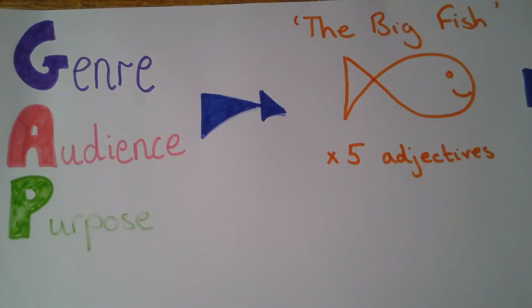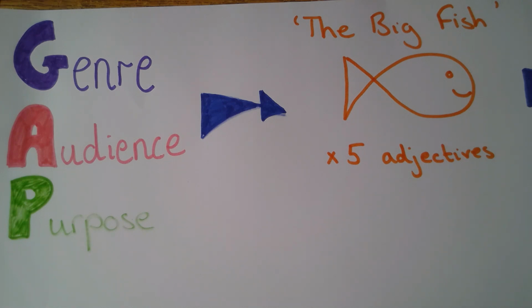So the first thing that you need to do in the exam is open up and read the question. It normally gives you a little focus, and then you need to look at your pair book text and your unseen text and identify the GAP. So that is the genre, the audience and the purpose of the two texts, and this is really your starting point and should form your opening paragraph.